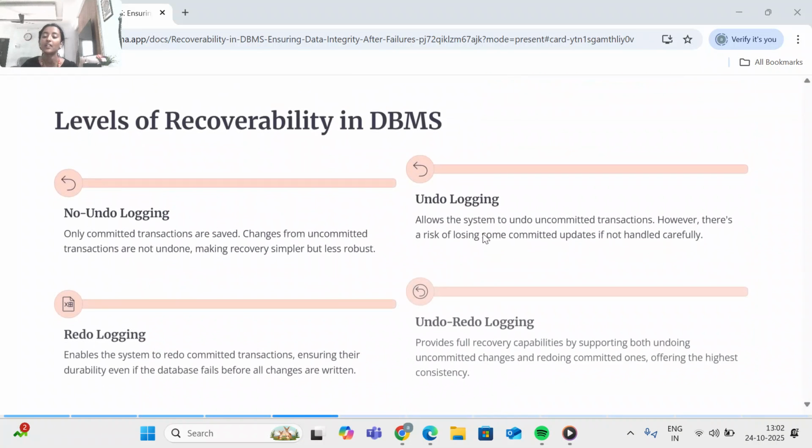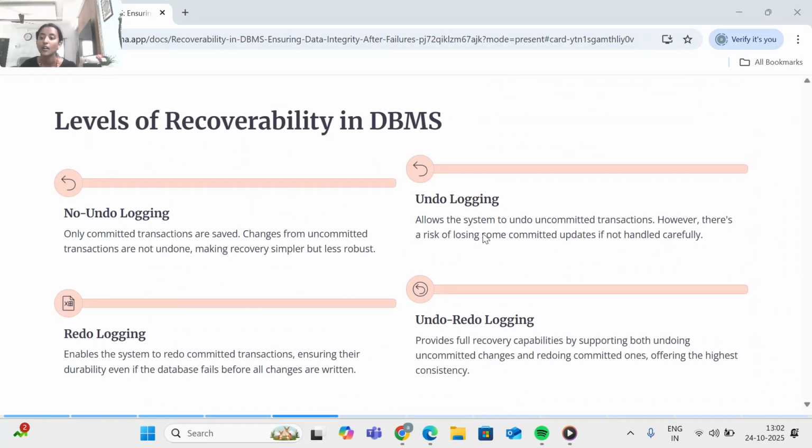Levels of recoverability in database management system. No undo logging: only committed transactions are saved. Changes from uncommitted transactions are not undone, making recovery simpler but less robust. Undo logging allows the system to undo uncommitted transactions. However, there is a risk of losing some committed updates if not handled carefully.